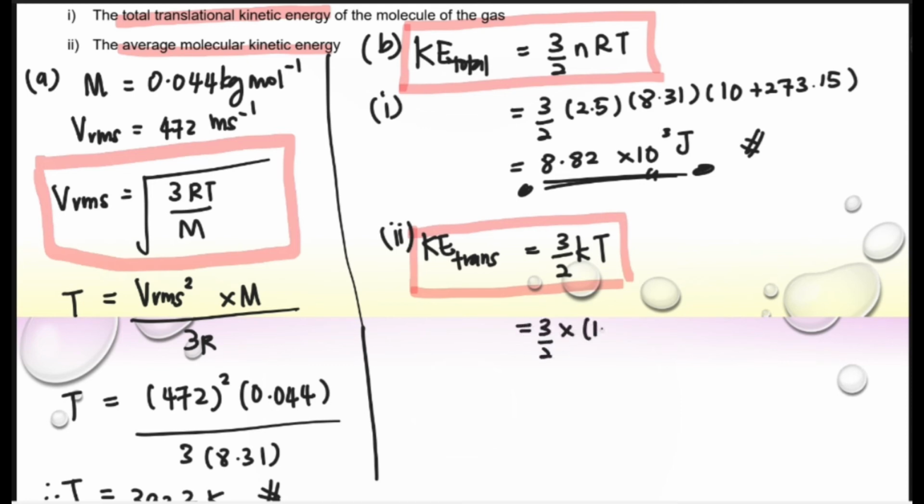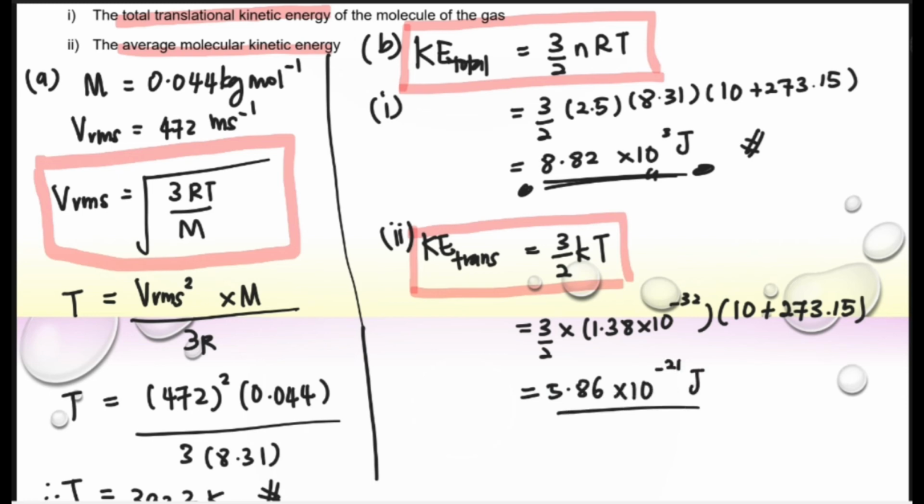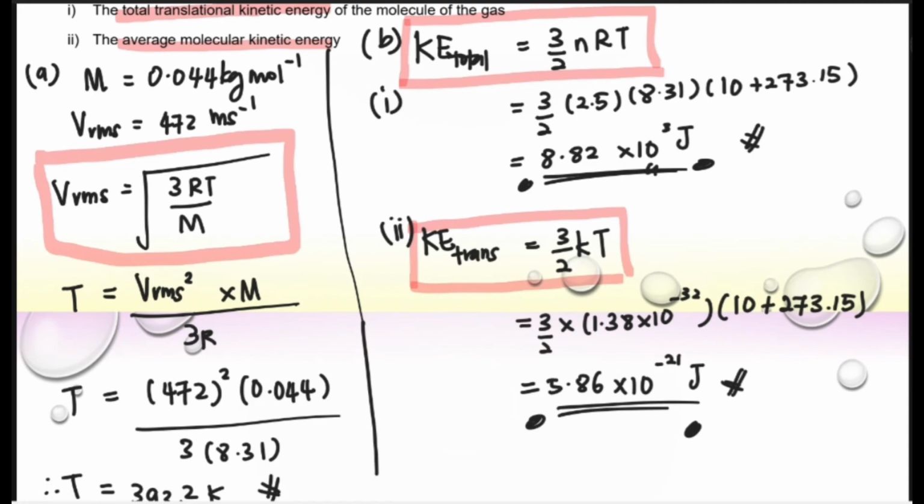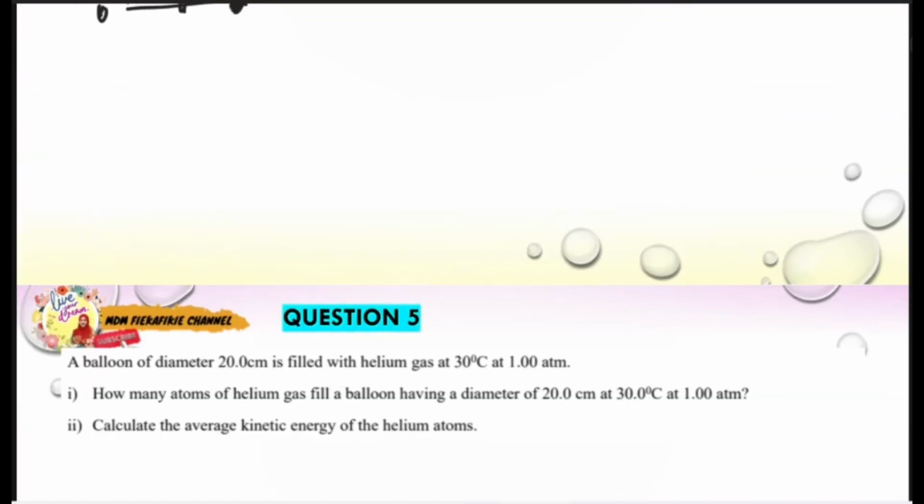Okay, k is 1.38 exponent negative 23, and then the temperature. Temperature tadi dia bagi berapa? 283 kan? Kita kira tadi 10 plus 273.15. So, tambahlah 10 plus 273.15. Okay, so you akan dapat 5.86 times 10 power of negative 21 joule. Okay, so this is the answer. So, finish question 4.